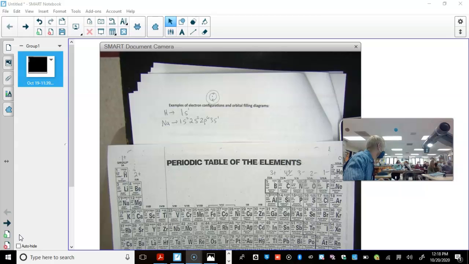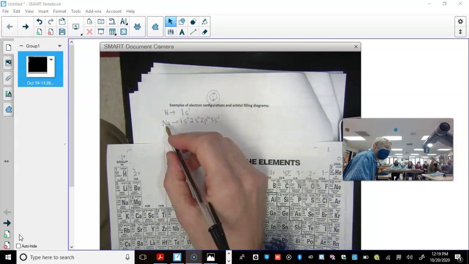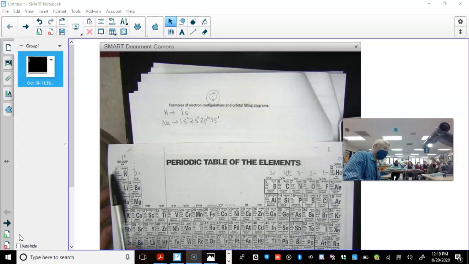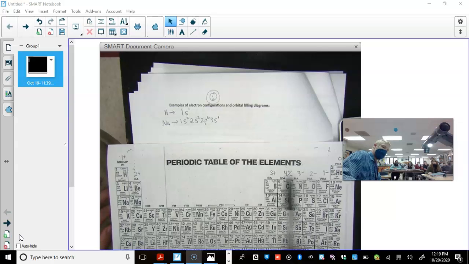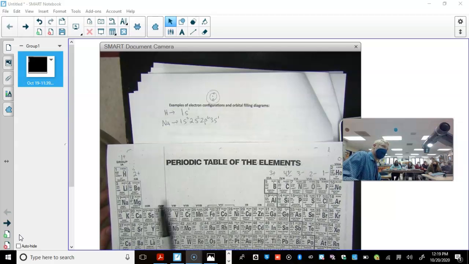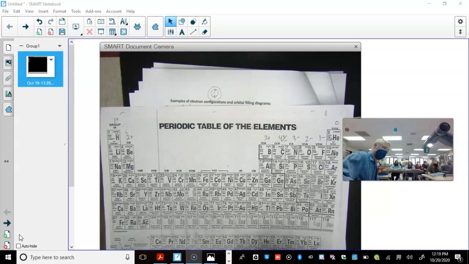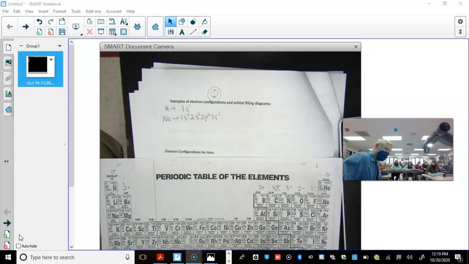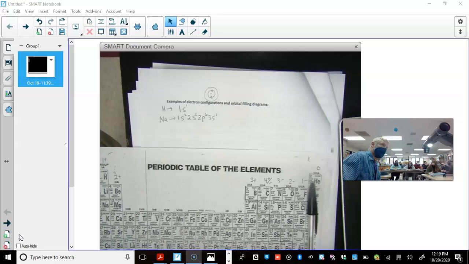What was the way you can break it up? If you want to go right to the shorthand, you can do noble gas shorthand. First, take a step back. These are the S, these are the P, these are the D, and the bottom two rows are the F. All right, so noble gas shorthand.